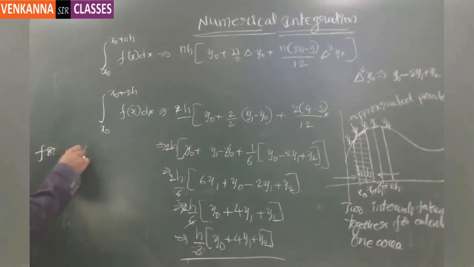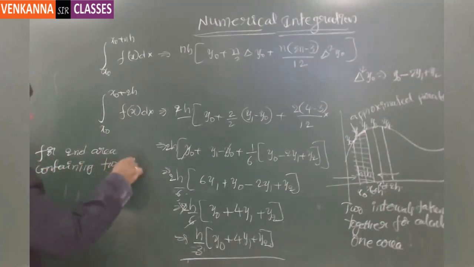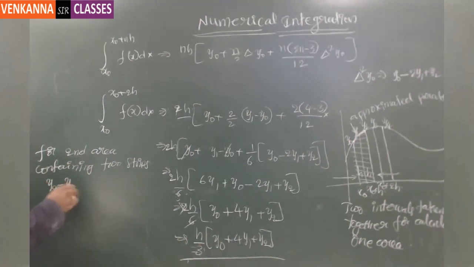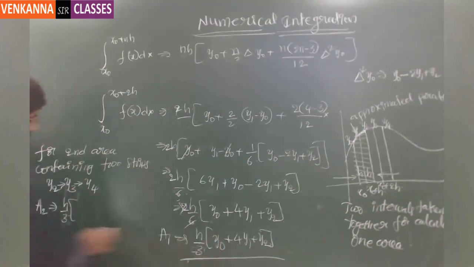for the second area containing two strips, from y2 to y3 to y4. So if you are calculating this area, this is a1 and I call this a2, which is equal to h by 3 times of, so instead of y naught it is going to be y2, and instead of 4y1 it is going to be 4 times of y3, then y4.